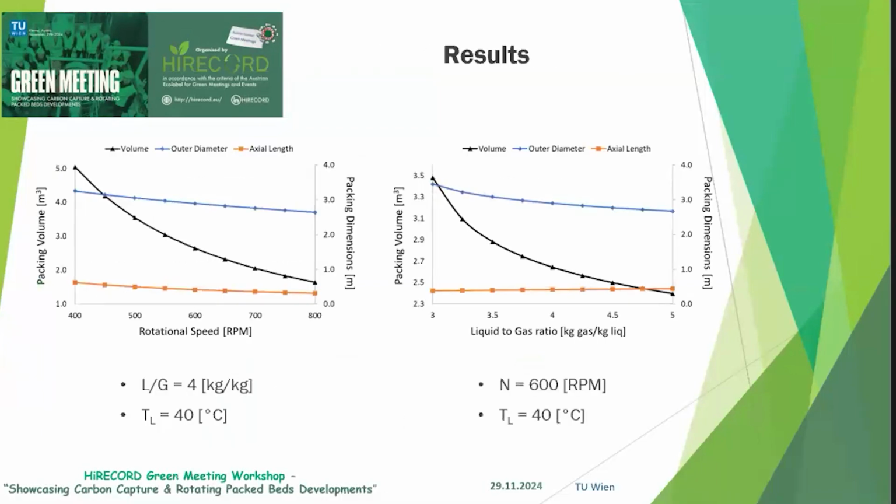The results on the left figure show that as the rotational speed increases, the packing volume decreases with a steep gradient. And we can see that the axial length also decreases as we have more enhanced mass transfer rates. On the right figure, we can see that as we increase the liquid to gas ratio, the packing volume also decreases, but the axial length slightly increases because we have a more viscous solvent. So the correlation for estimating the axial length needs more required space.